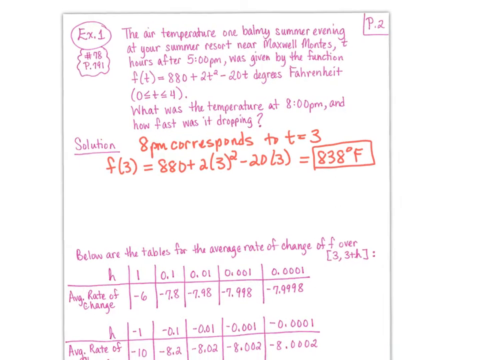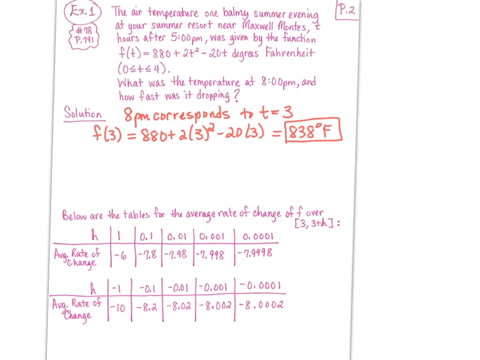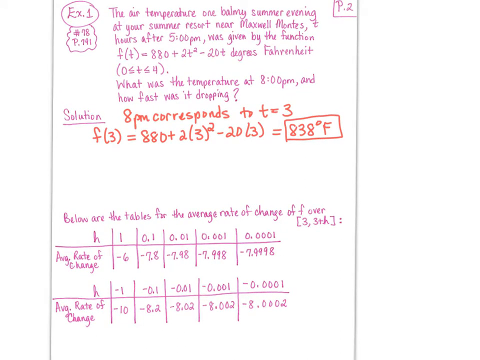So below I've given you a couple of tables for the average rate of change of F over the closed interval 3 to 3 plus H. Do you want to practice just writing out the average rate of change? Okay, so let's do that. Your average rate of change, remember, is F of 3 plus H minus F of 3.